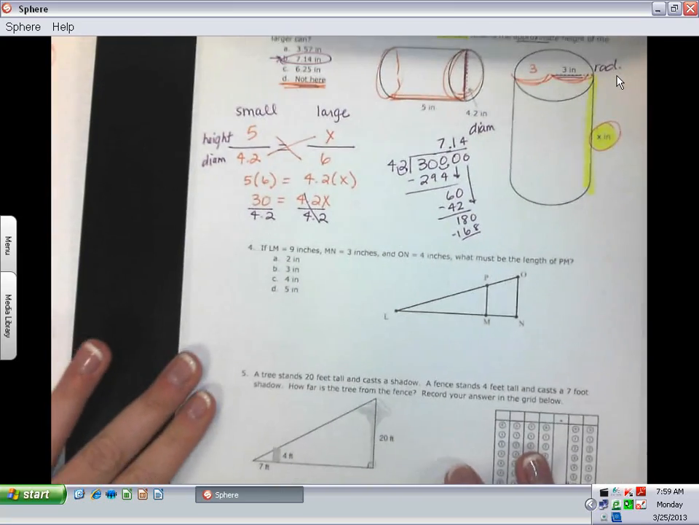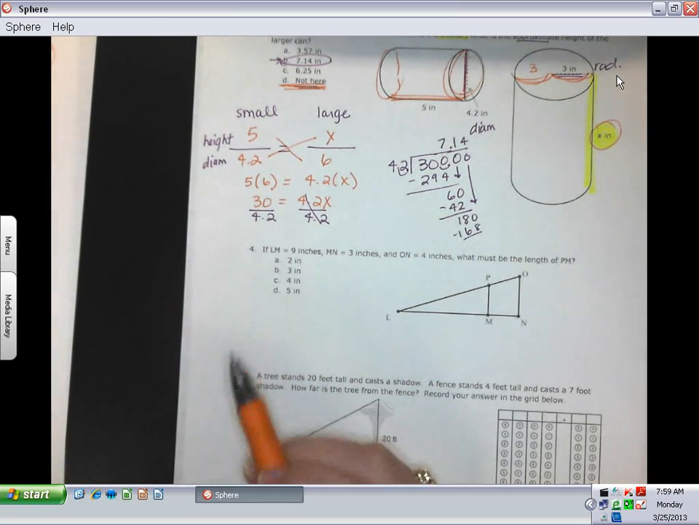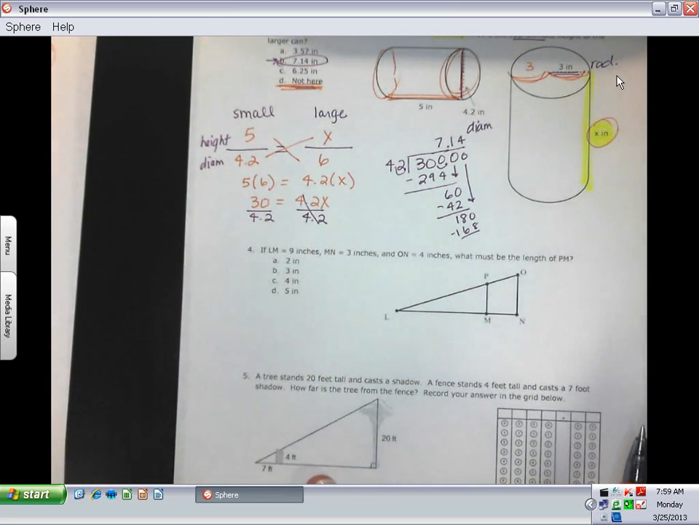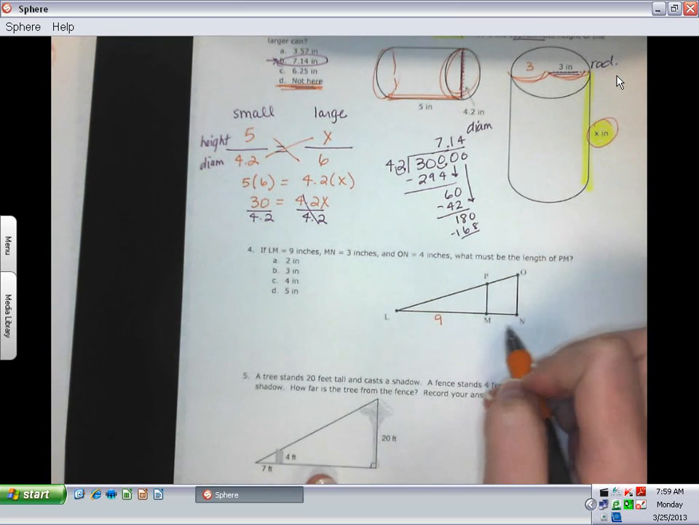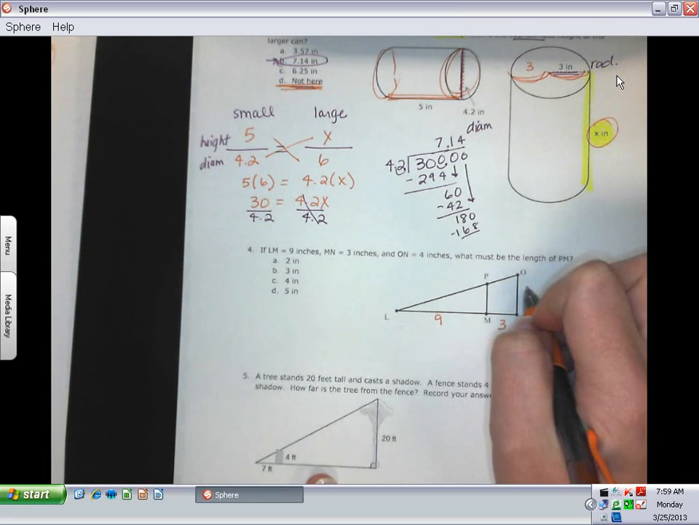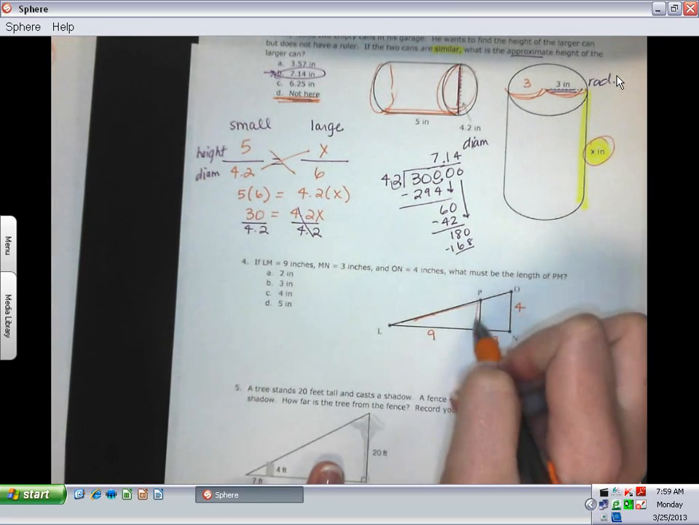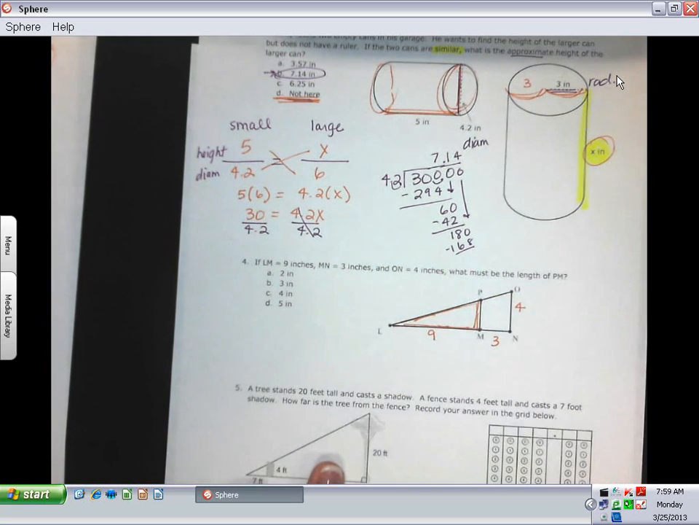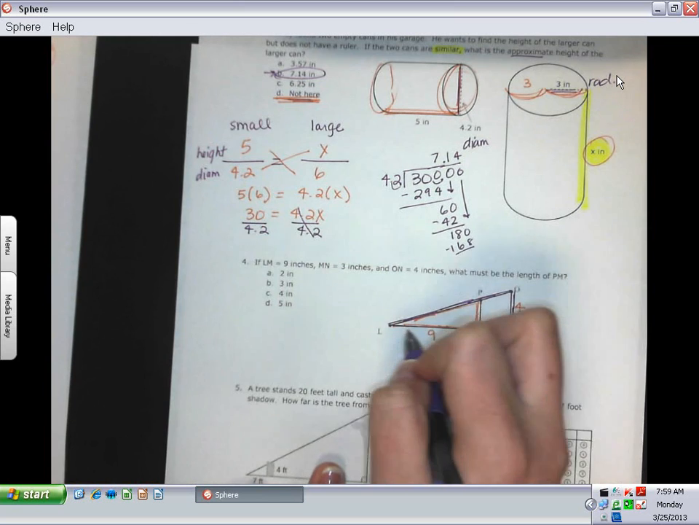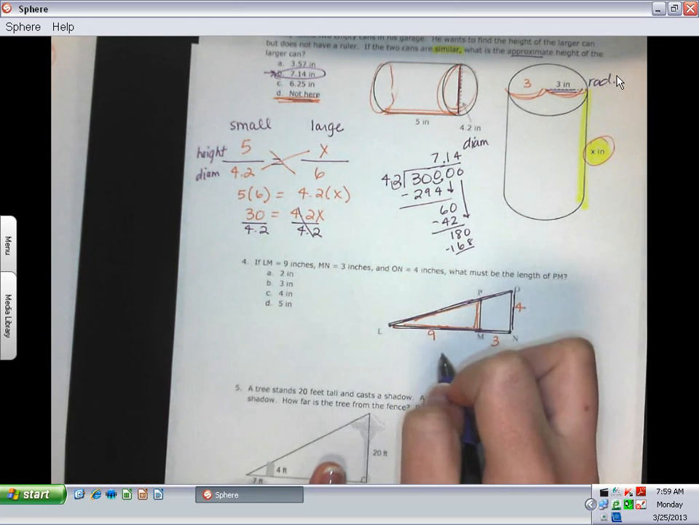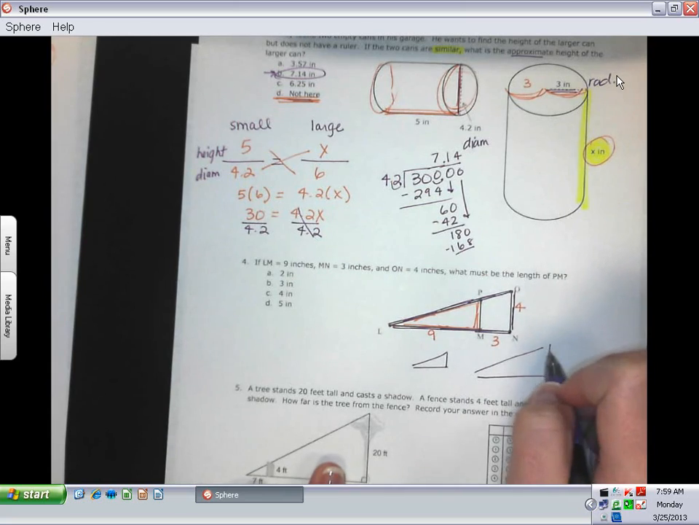Number 4. If LM is 9 inches, MN is 3 inches, and ON is 4 inches, what must be the length of PM? So I'm going to label what I know. LM is 9, MN is 3, ON is 4. So right now I see a little triangle inside of a big triangle. So in order to help me out, I'm going to draw 2 separate triangles because that's a lot for me to look at.